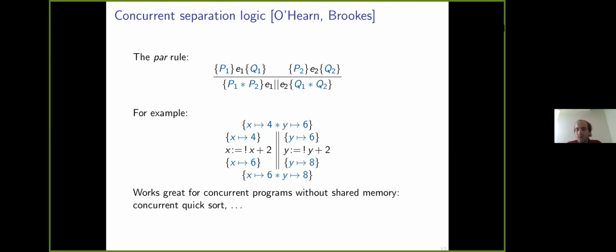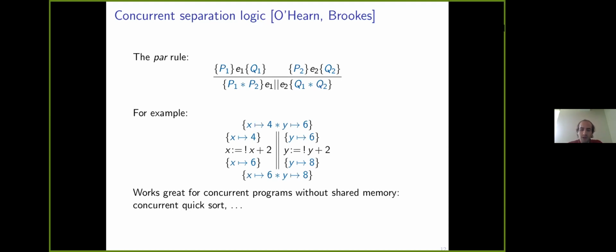So this works quite well for reasoning about concurrent programs where threads do not need to share memory or interact. For example, if you think about a concurrent implementation of quicksort, where after the partitioning step we launch threads to handle recursive calls, and each thread operates on a distinct sublist of the original list we're trying to sort, then the PAR rule works well for reasoning about that because they have disjoint memory accesses.